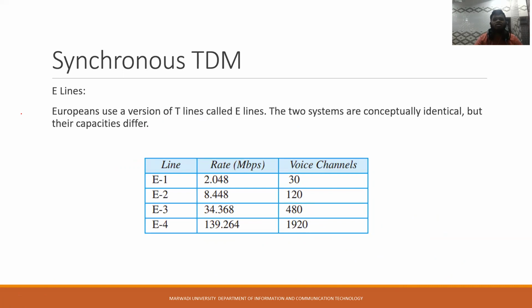Now, similar to T lines, we also have something called E lines. This is the same concept that T lines use. The two systems are conceptually identical, but their capacities or data rates are different. E1 has 2.048 Mbps, E2 has 8.448 Mbps, and so on.